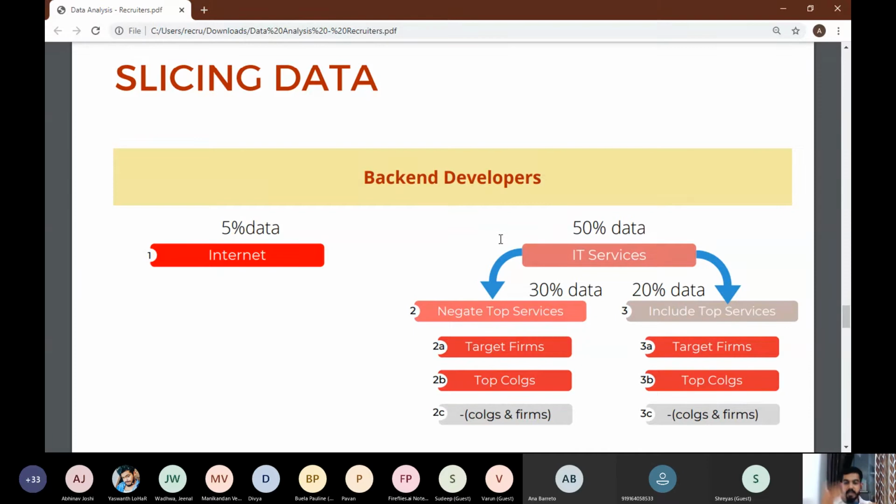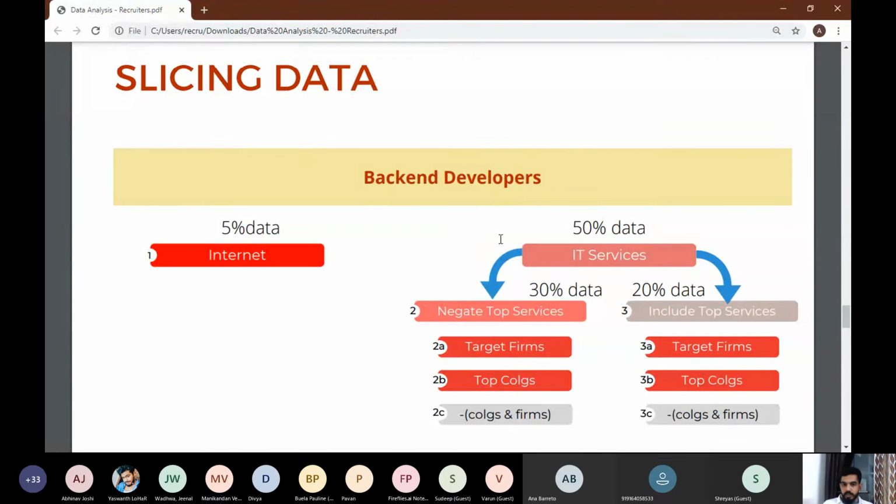Now you're further breaking it down by adding target firms. Let's say you have 5 target firms: Walmart, Amazon, InMobi, and a bunch of others. You add them. That means you want to look at people who mention IT services in their domain, and they don't have the top 5 services because you've negated them, and they have mentioned the target firms, whatever competitor or target firms you want. That is your next pie of data.